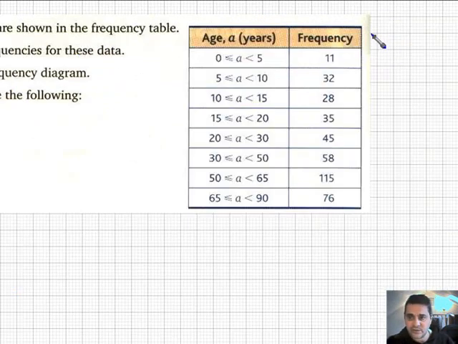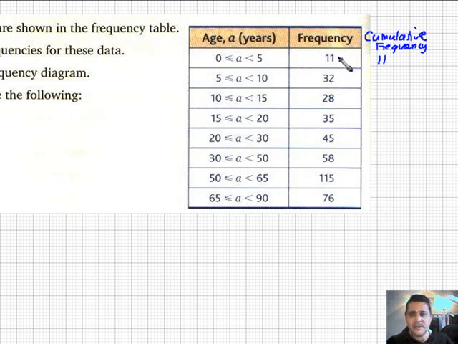Right, so let's introduce an extra column here. Cumulative. Let's get the word frequency under there, shall we? Not beautiful, but it'll do. Right, so far, within the first class I have 11 people. In the second class I have 32, so 32 plus 11 comes to 43 people so far. In the next class I have 28 people, so far I have 60, 68, 71 people accounted for on the train. And the 15 to 20s, 35 people, so that takes me up to 106.